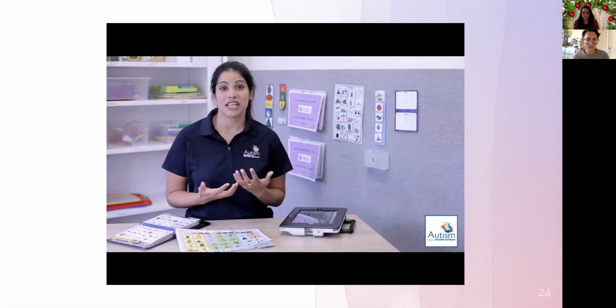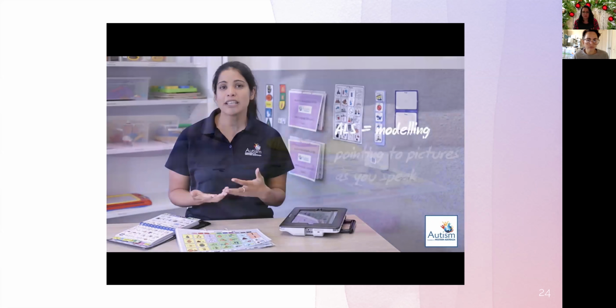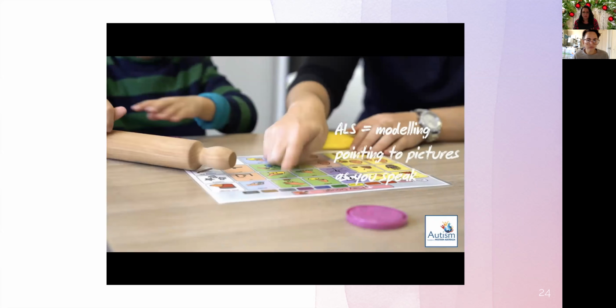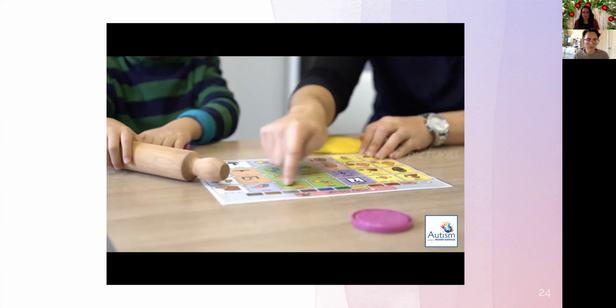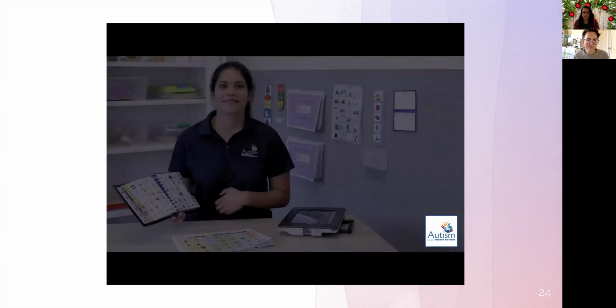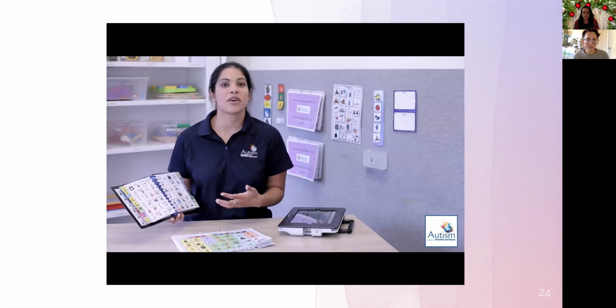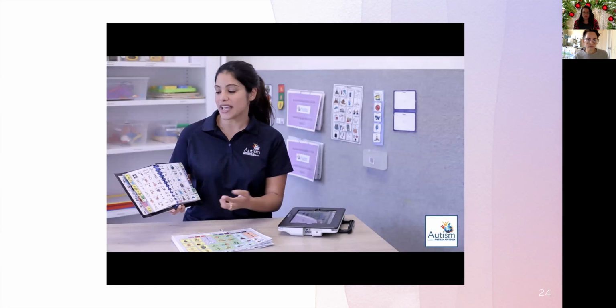Aided language stimulation is a commonly used strategy and is sometimes also known as modelling. It involves pointing to pictures on a person's AAC as you speak. You might use the child's AAC with aided language stimulation, or you might have your own AAC that you can use next to the child. In ALS, we can point to keywords that match to what they're saying. For example, I could say, "Where shall we go?"